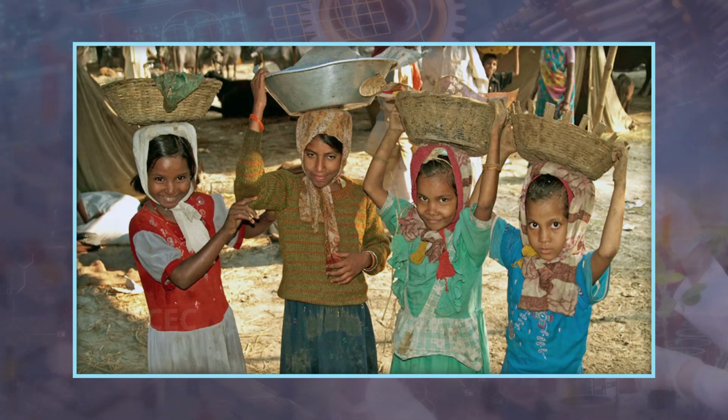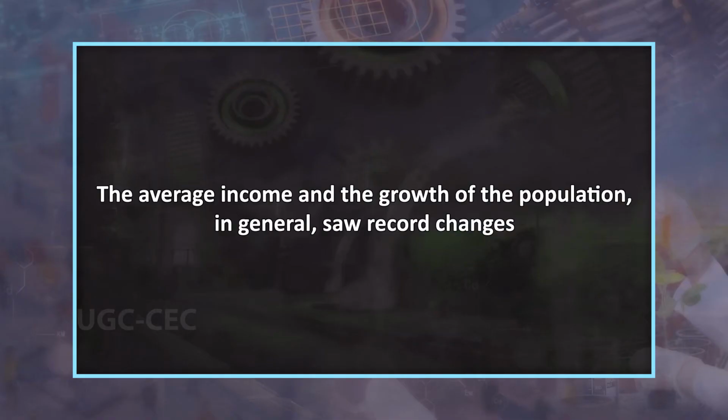Another negative impact of the Industrial Revolution was child labor and low wages. Children were often employed as they were easier to exploit, but adults were also poorly paid. The average income and the growth of the population in general saw record change.